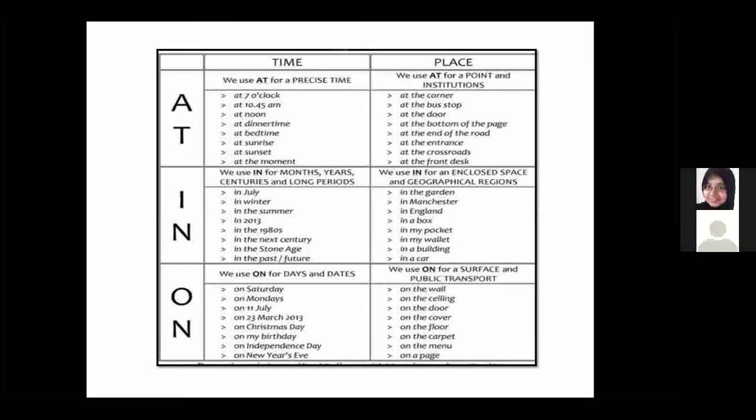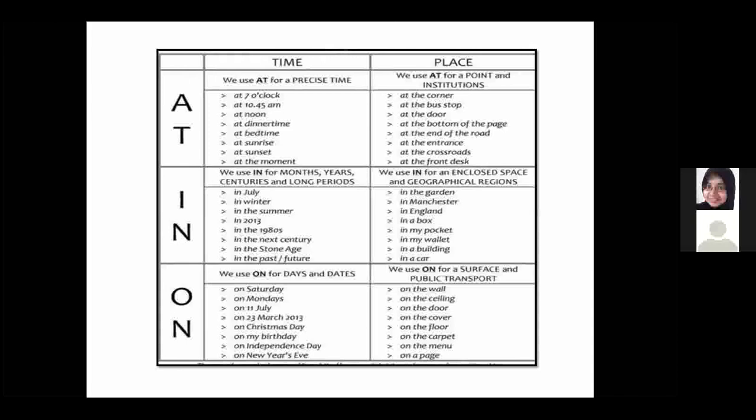We use in for months, years, centuries, and long periods. Here, in July, July is a month. So, in July, in winter, there are seasons. In summer, in 2013, 2013 is a year. In the 1980s, in the next century, in the Stone Age, in the past or future.